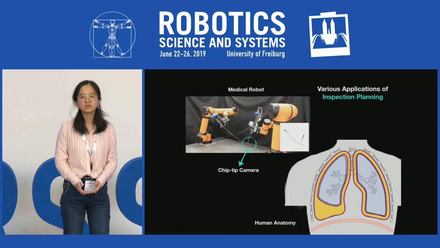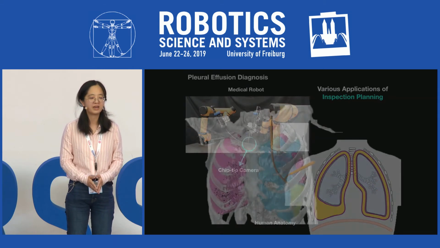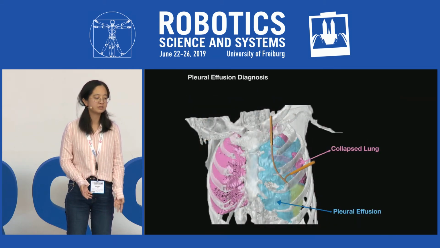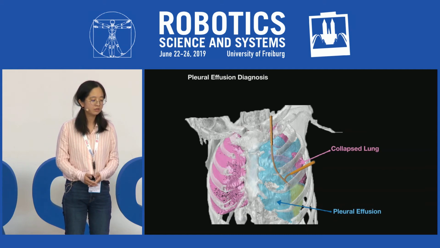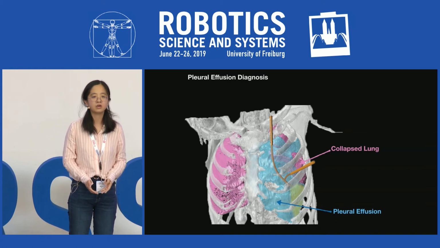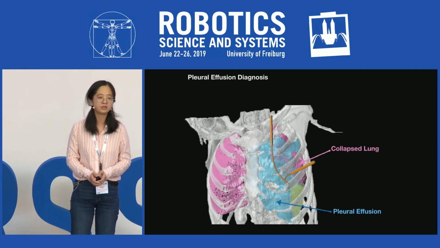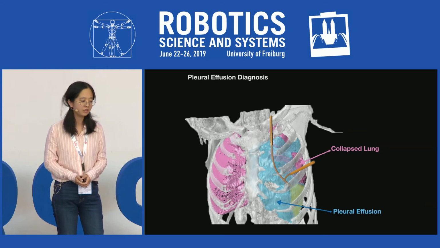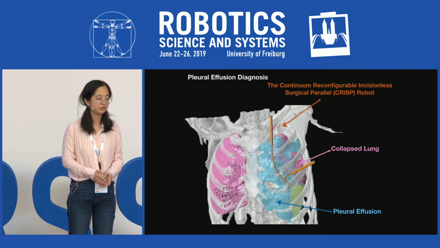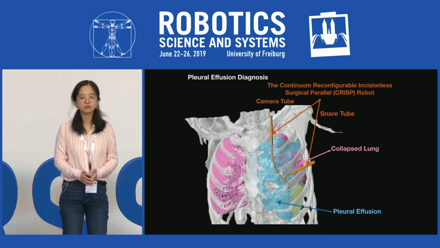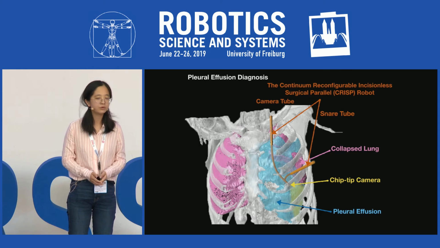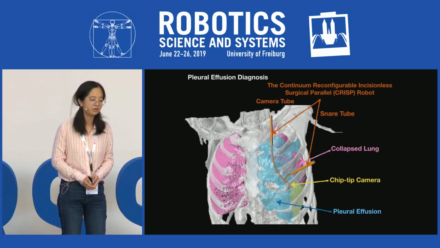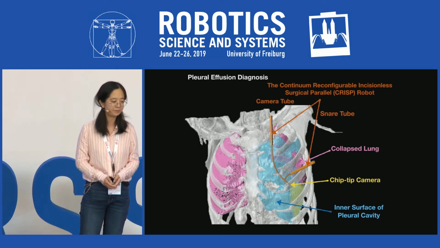Let's take the medical case as an example of inspection planning. Pleural effusion is a serious medical condition that could cause the collapse of the lung. To accurately diagnose the cause, the doctor needs to visually inspect the inner surface of the pleural cavity. Here, the robot we have is the CRIS robot, composed of a camera tube and a snare tube. Our sensor is a chip-tip camera. And the points of interest are the points lying on the inner surface of the pleural cavity.